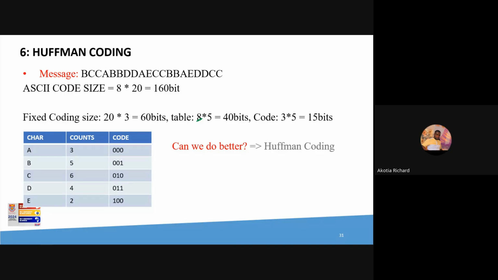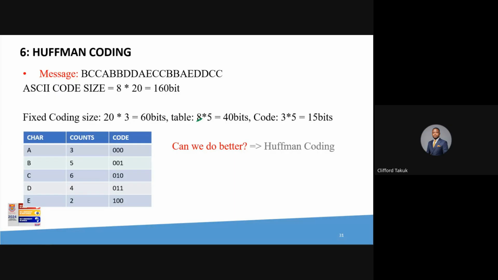Clifford, I was experiencing some network challenges. How did they come by that 5? I only saw that they had 20 by 3 and others. Can someone explain it? When you look at the message, Richard, you see that the message contains alphabets, and we have 5 different alphabets in the message: A, B, C, D, E.